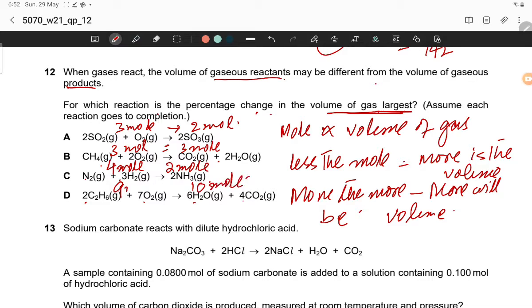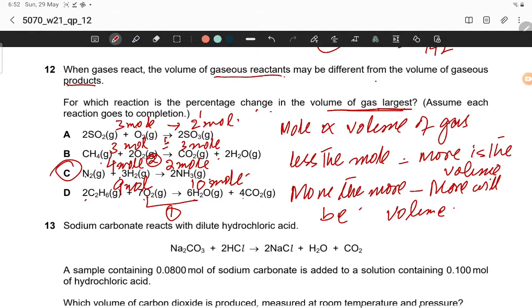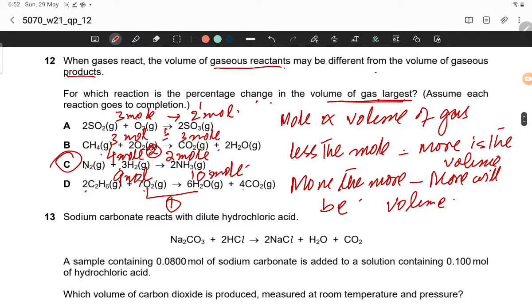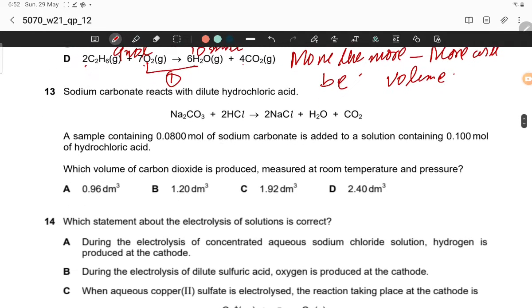So the change in moles is 1 in this reaction, 2 in this one, no change in this one, and 3 moles to 2 moles, 1 mole in this one. So C option is correct, because the change in volume of gas is the largest, and we know that the mole is directly proportional to volume. If there are 4 moles, it is 4 volume, and over here 2 moles, 2 volume. So C option is correct.